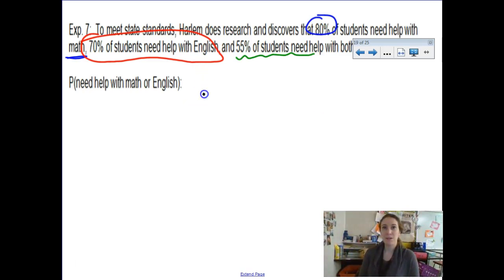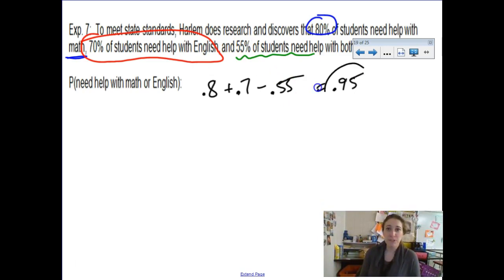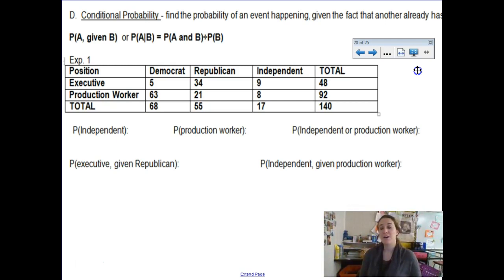So that would mean we're going to add up our probabilities of math and English, but then we have to subtract off this overlap because we counted these kids twice. We counted them here and here. So I'm going to cheat because I already did this. It comes out to a 95% probability that some student that you select is going to need some tutoring with math or English.